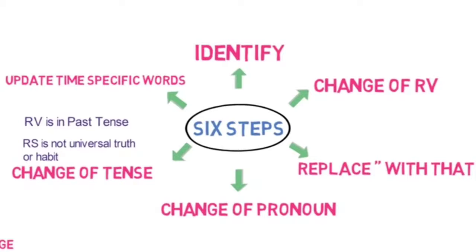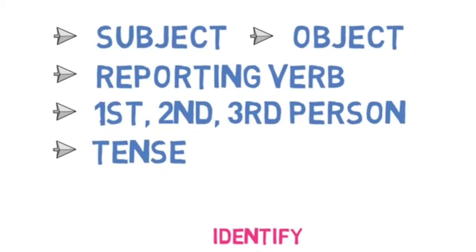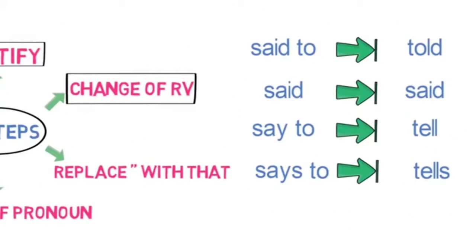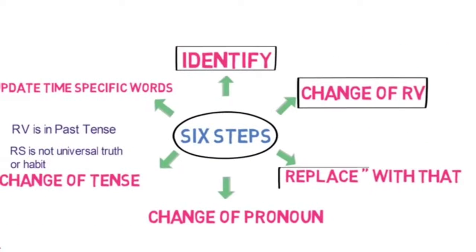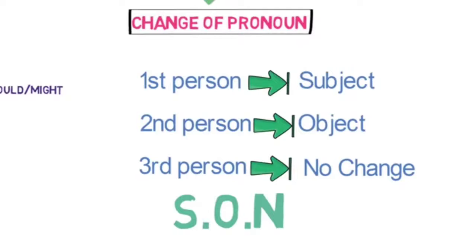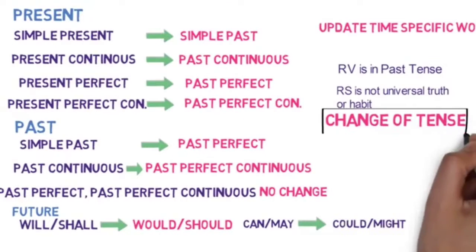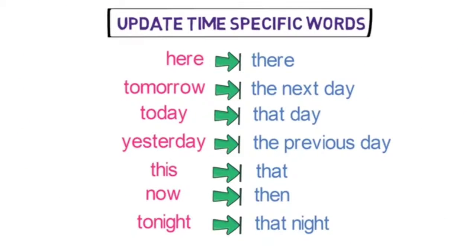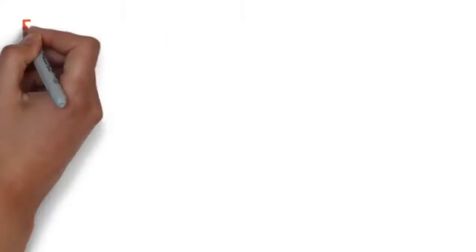So children, this is the 6-step formula to convert any direct speech to indirect speech or a statement. First, identify subject, object, reporting verb, person and tense in a sentence. Second step, change the reporting verb as per this verb flow. Third step, replace inverted commas with that. Fourth step, change of pronoun as per this flow. Step 5, change of tense as per this flow. And finally, 6th step, change of time words in indirect speech as per this flow. Let's look into the examples to understand these 6 points.